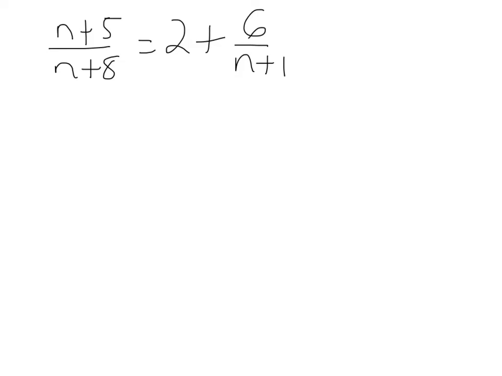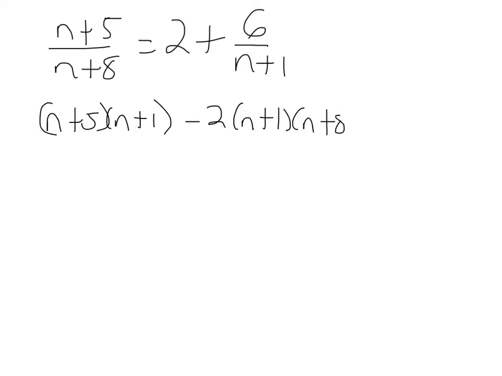Alright, so let's solve this. We need a common denominator, which is obviously going to be n plus 8 and n plus 1. So this n plus 5 needs an n plus 1. We're going to subtract this 2, and this needs an n plus 1 and an n plus 8.